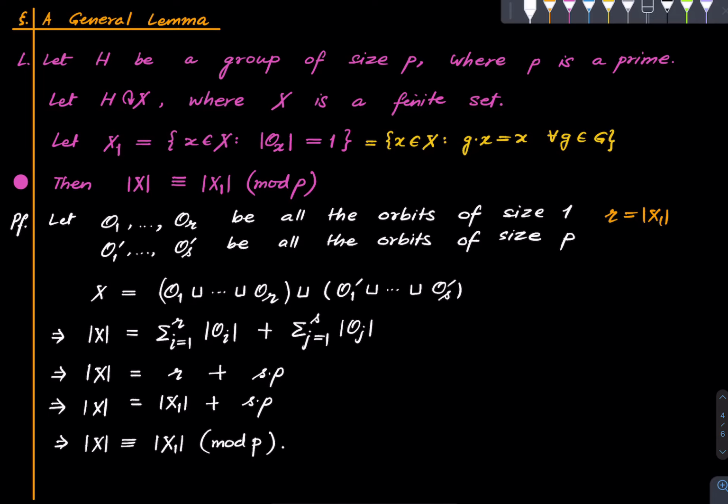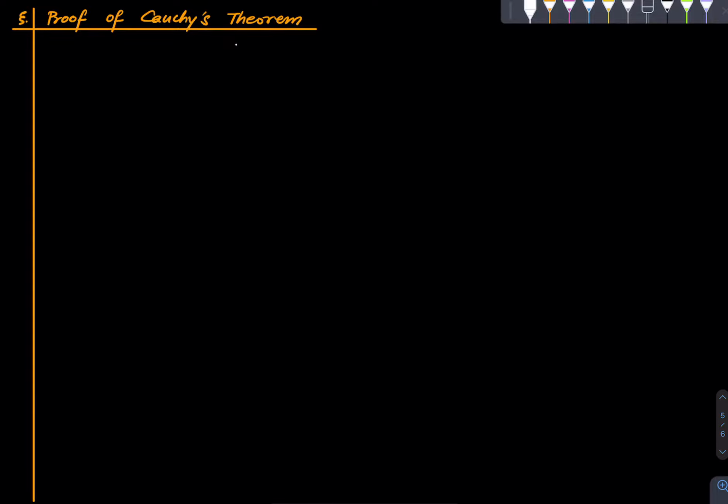And let us now prove Cauchy's theorem. All right, so let P be a prime such that P divides the cardinality of the group G. And we want to show that G has an element of order P. So let H be this group, Z mod PZ.